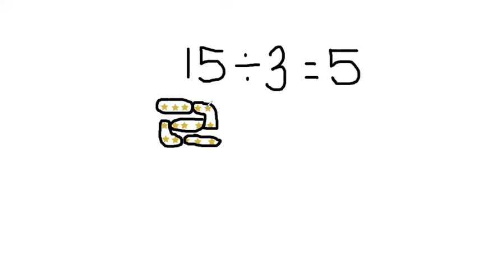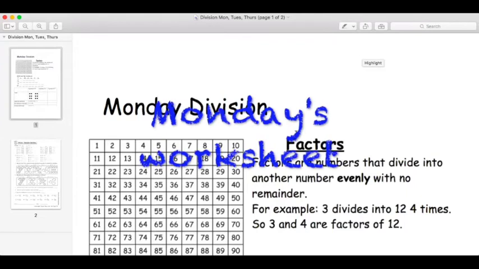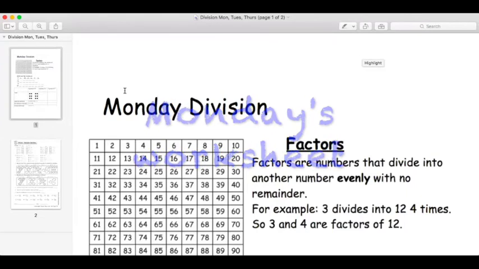So that's how to do your sums. Now, this is just a simple way to get you started. So if you're finding them difficult, you can just draw out the total number of whatever it is, if it's sweets, if it's children, and then divide it into the groups, okay? So now we're going to look at our worksheet for Monday, and I'm going to help you through it.